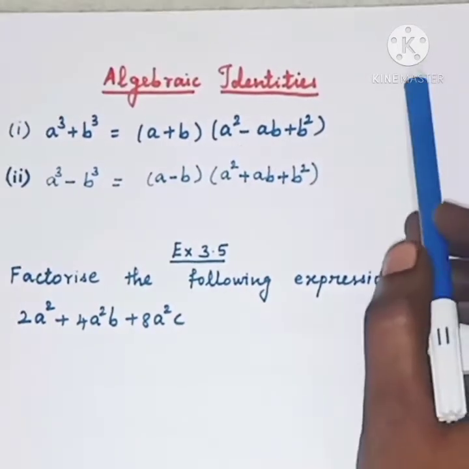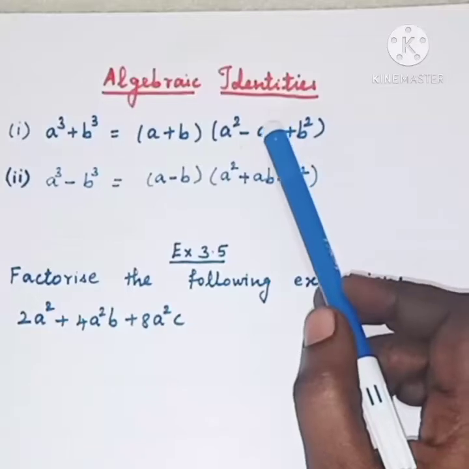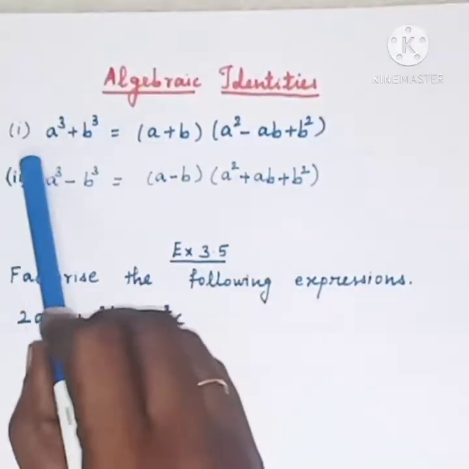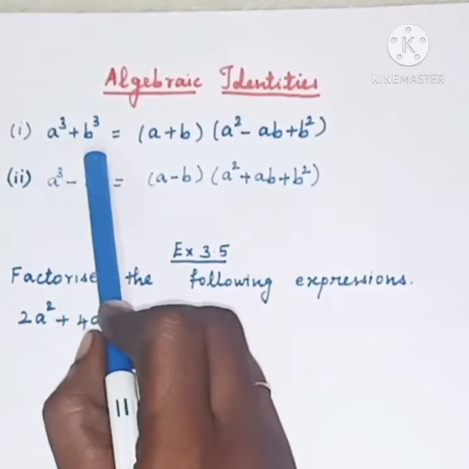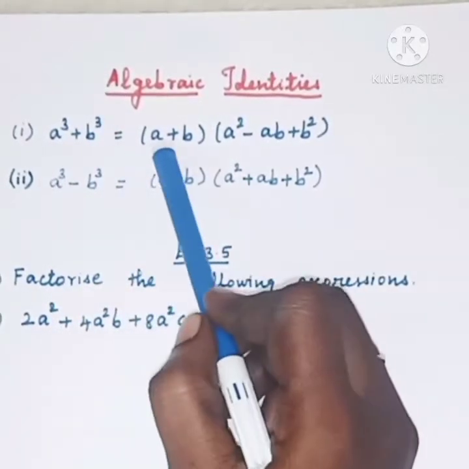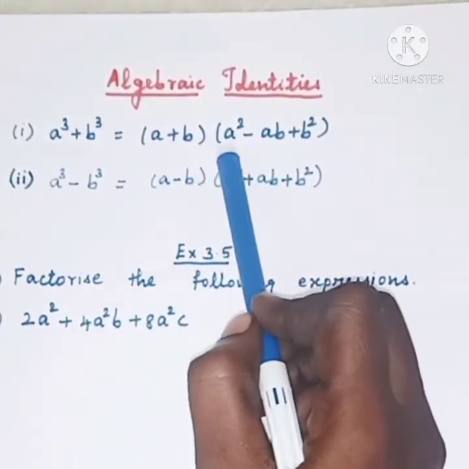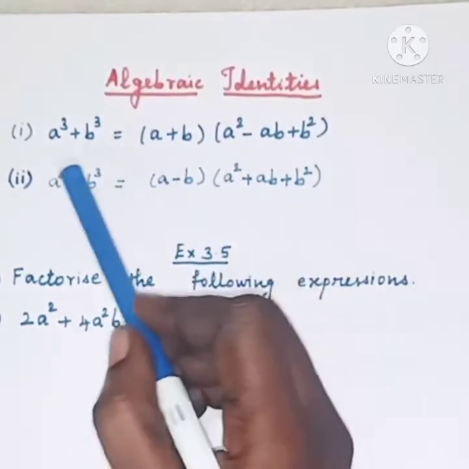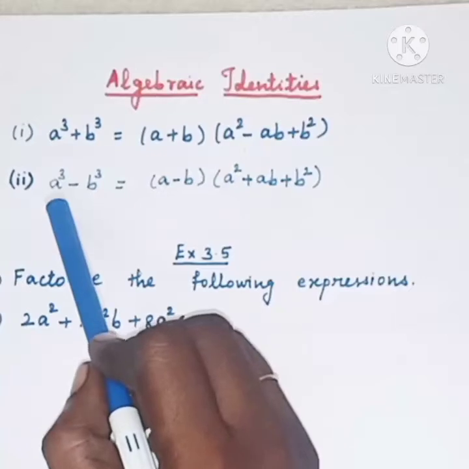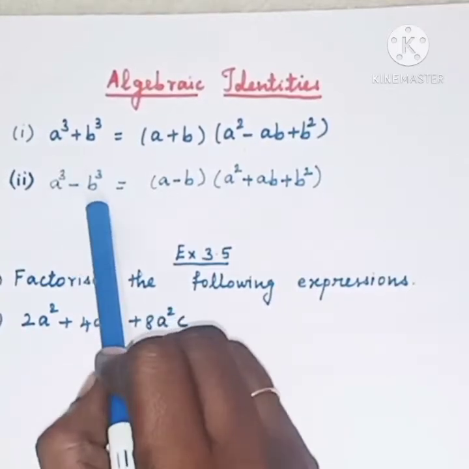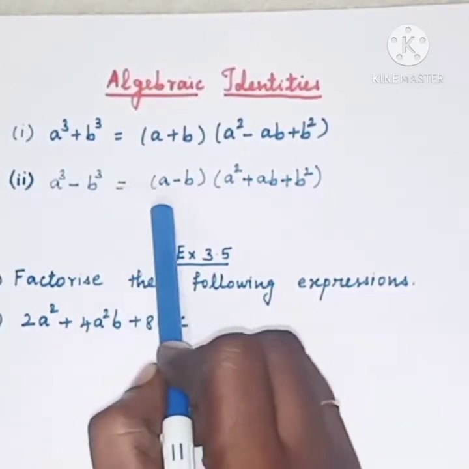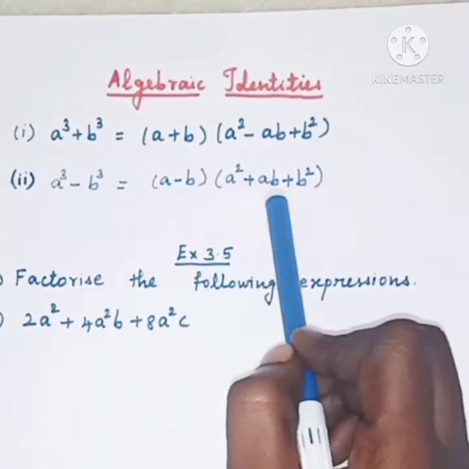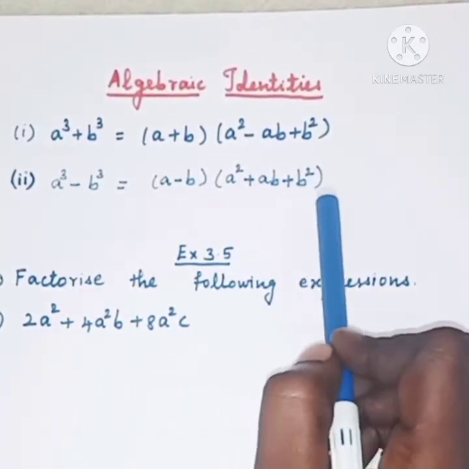For exercise 3.5, we are going to learn two more new identities, that are a cube plus b cube is equal to (a plus b) into (a square minus ab plus b square). And then the second identity is a cube minus b cube is equal to (a minus b) into (a square plus ab plus b square).